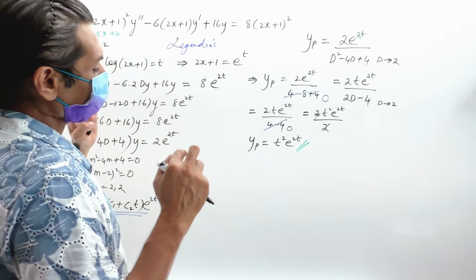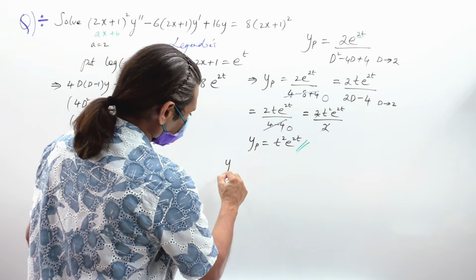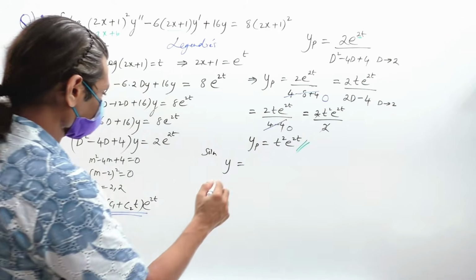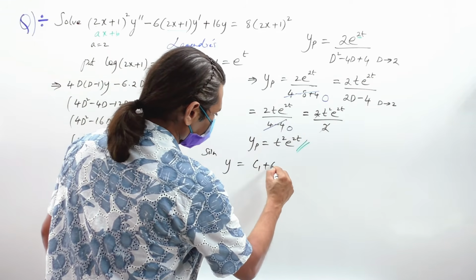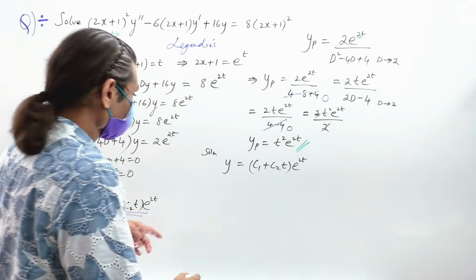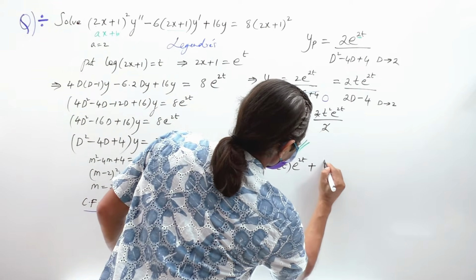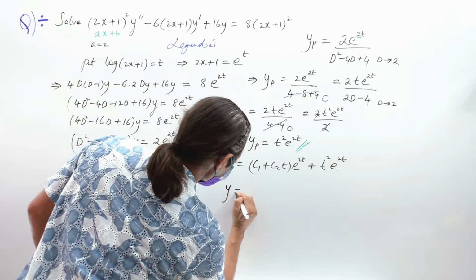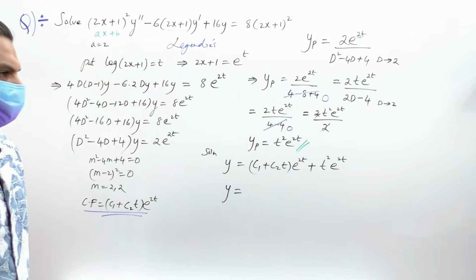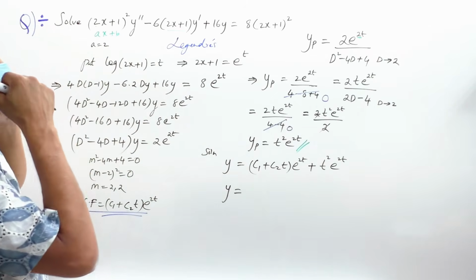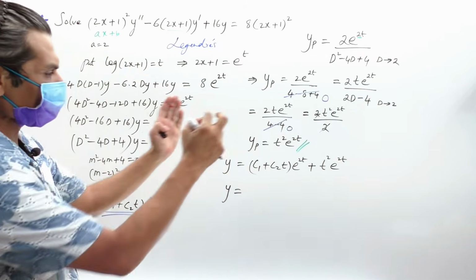Now, the solution is what? CF plus PI. So y is equal to CF, (C1 plus C2 t) into e raised to 2t, plus t squared e raised to 2t. Now, for the final solution, as I told you, the problem is given in terms of x, so the solution also should be in terms of x.